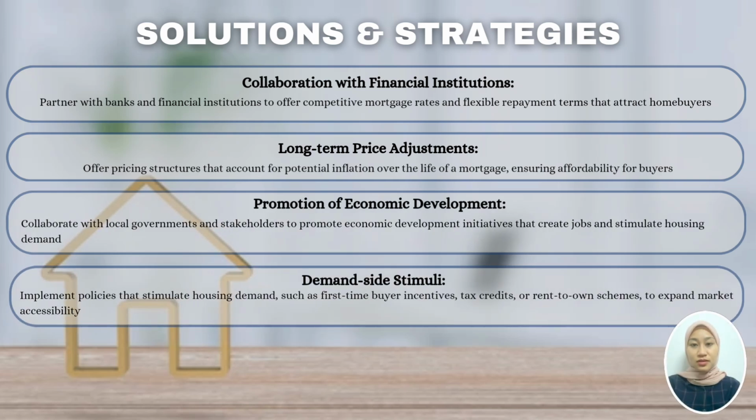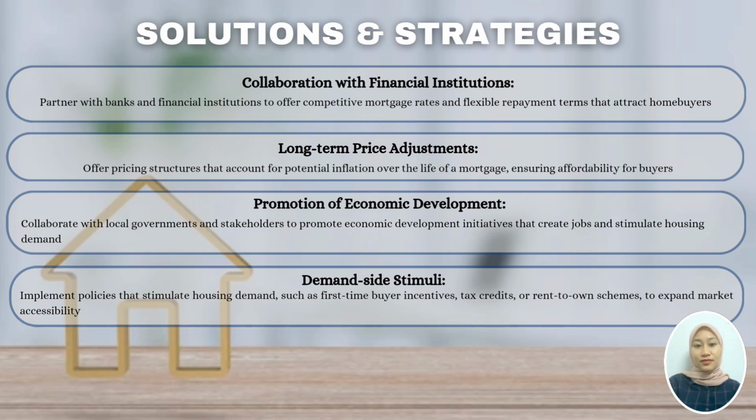So we move into the solutions and strategies in order to overcome the problem. The first one is collaboration with financial institutions. Partner with banks and financial institutions to offer competitive mortgage rates and flexible repayment terms that attract home buyers. Secondly, long-term price adjustment. Offer pricing structures that account for potential inflation over the life of a mortgage, ensuring affordability for buyers.